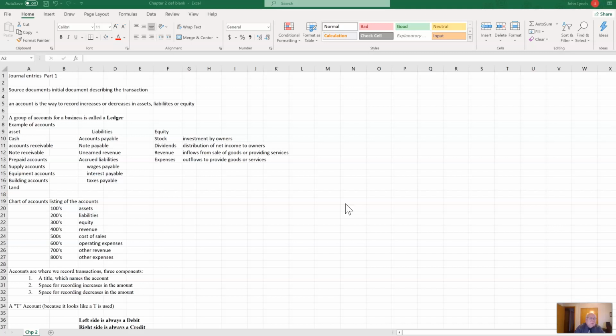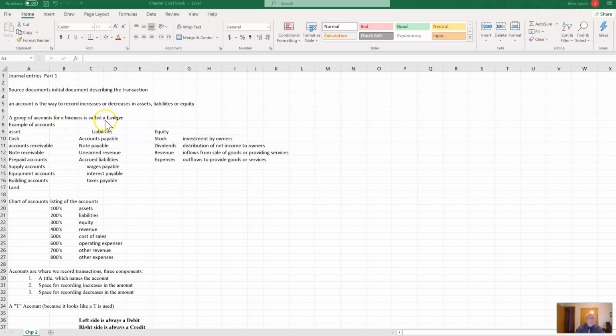On this one, we're just going to talk about journal entries and give you an idea of how to do journal entries and what the debits and credits are. This is for the source documents, the initial documents describing the transaction, because there's going to be a lot of reading of this. And then a group of accounts in a business is simply called a ledger. A ledger is nothing more than a group of accounts.